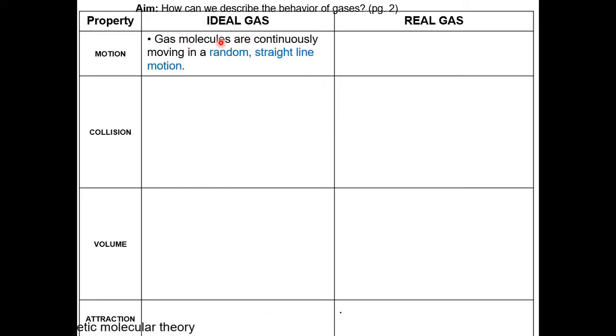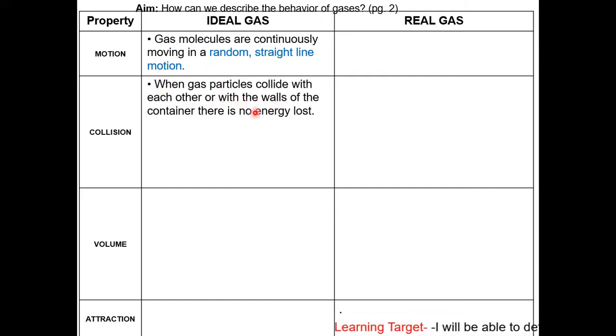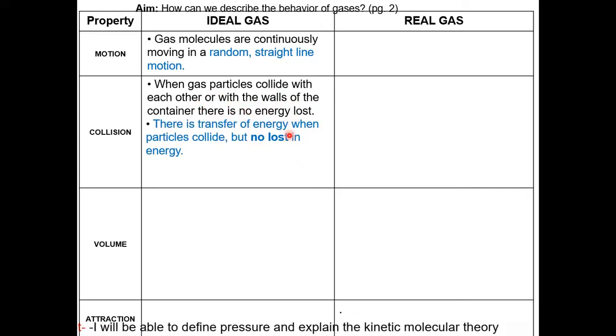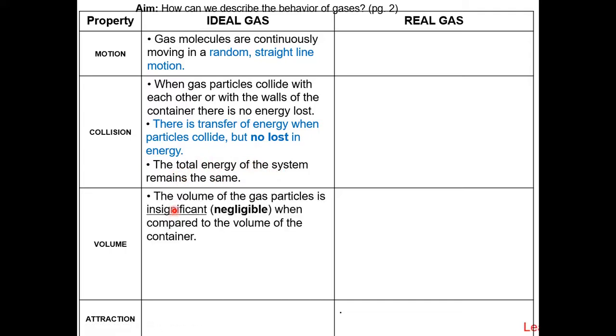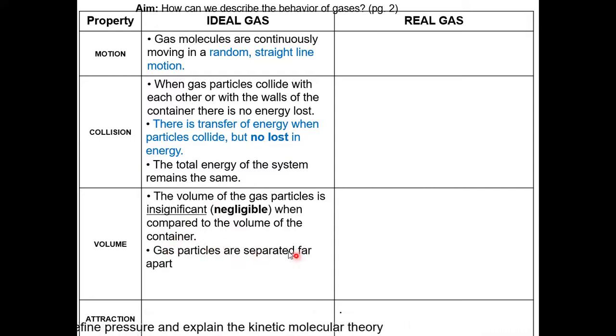In an ideal gas, the gas molecules are continuously moving in a random and straight line motion. When gas particles collide with each other or with walls of the container, there is no energy loss in an ideal gas. There is a transfer of energy when the particles collide, but there is no loss in energy. The total energy of a system will remain the same. For the volume of an ideal gas, the volume of the gas particles is insignificant, negligible, when compared to the volume of the container. The gas particles are separated far apart.